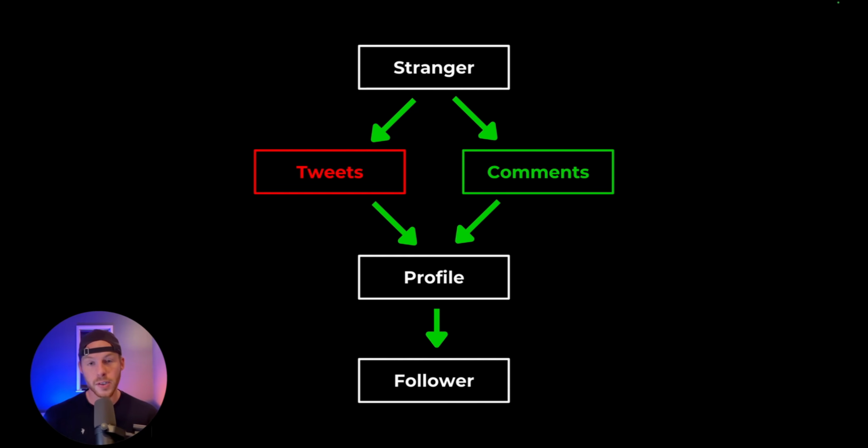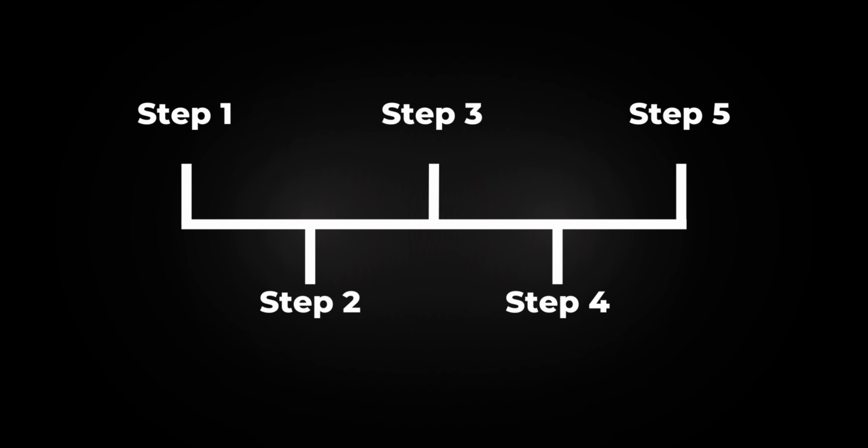And this is the reason that 80% of people aren't able to grow, and why I also wasn't able to grow at the start. And when I started leaving comments, I was able to grow a lot faster, even though I was posting more or less the same content. So in this video, I'm going to show you the 5 steps that you need to take to set up your engagement system.